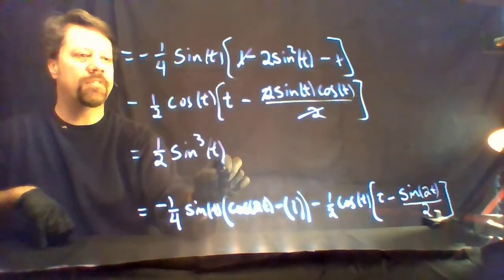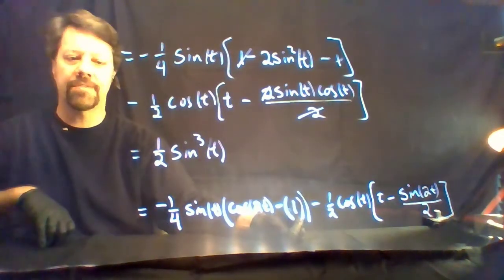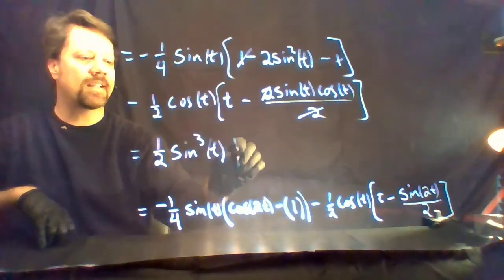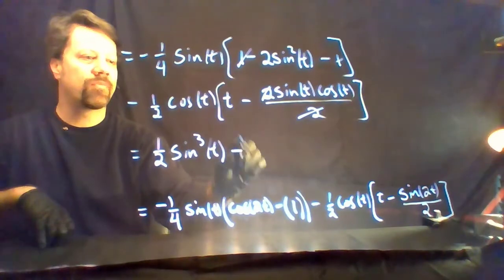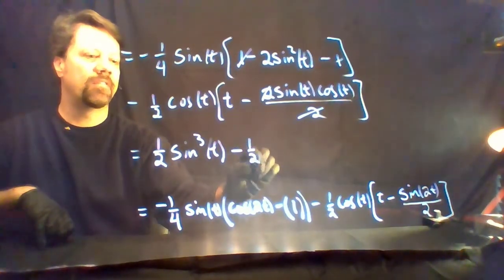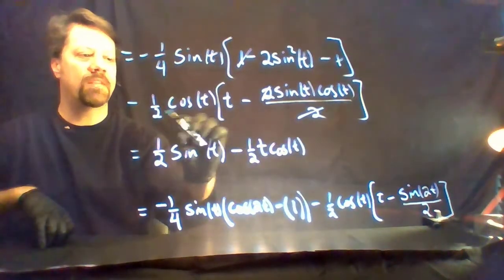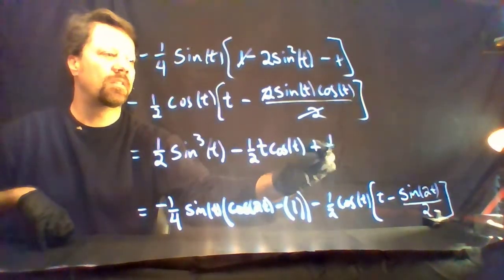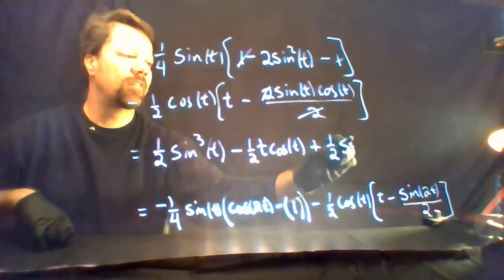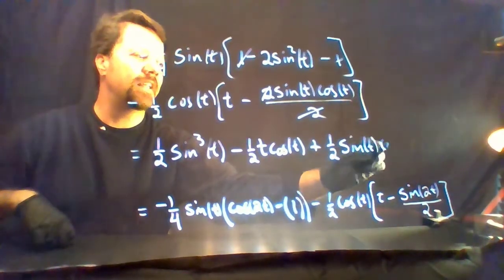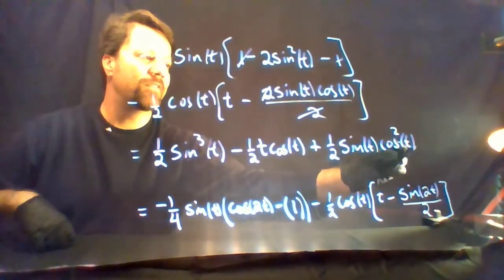Sine cubed of t, and that's all that's left over from this first term. On the second term, we have a minus 1/2 t cosine of t. We'll have a plus 1/2 sine of t cosine squared of t.